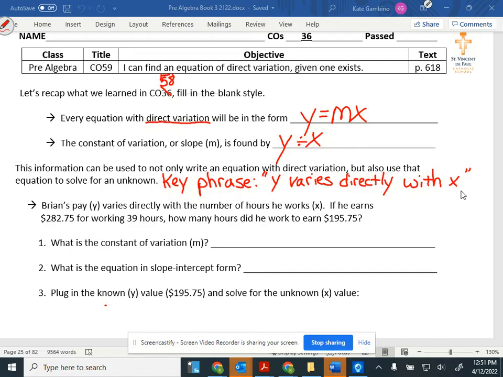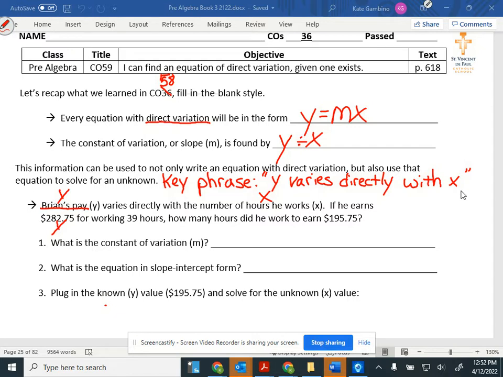So let's see how that works. Brian's pay varies directly with the number of hours he works. So what is my y? Brian's pay. What is my x? The number of hours that he works. So if he earns $285.75, that is Brian's pay. That is my y. See how that works? Brian's pay varies directly with the number of hours he works. So Brian's pay is my y. So what they tell me Brian's pay is, I know that number is my y.